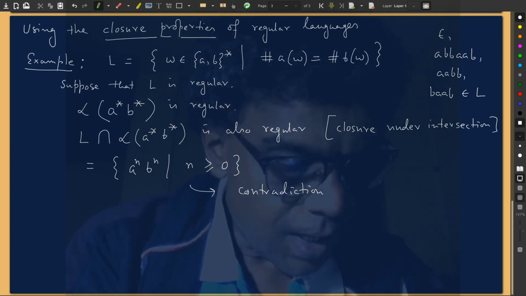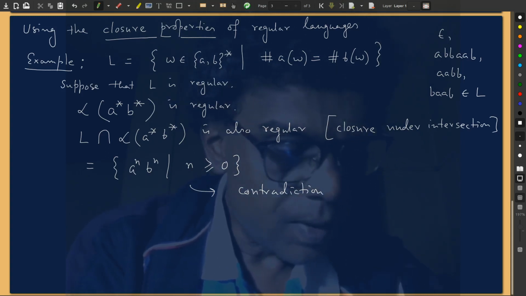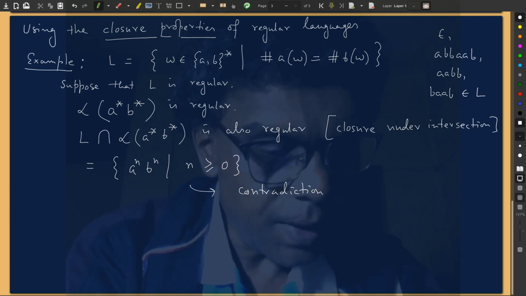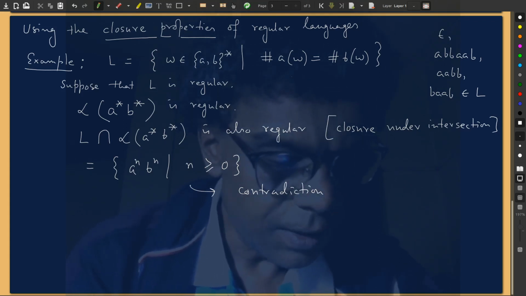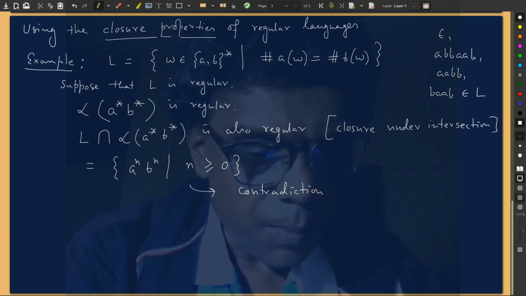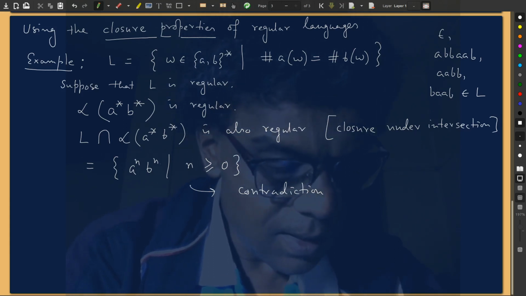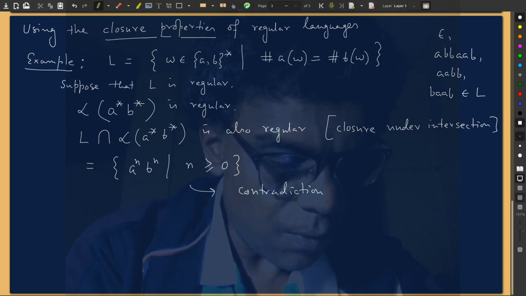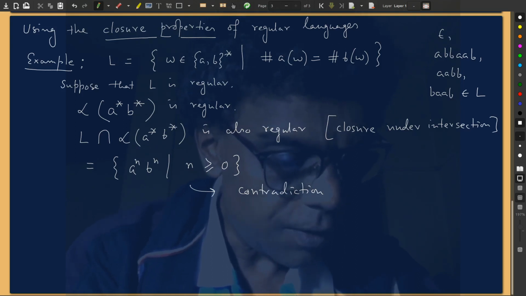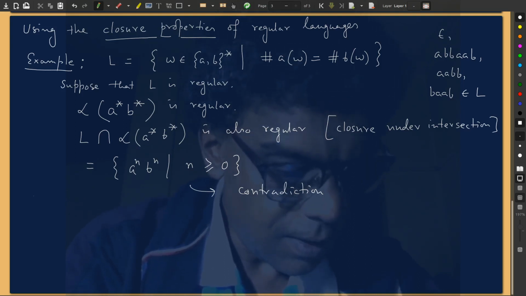So here I am actually not using the formal pumping lemma proof, which can be done in this example, but I am not doing it. Instead I am using the closure property and a non-regularity result already proved in order to prove this new language is again not regular.